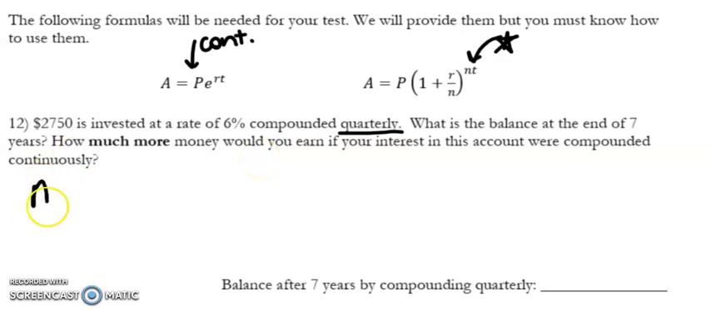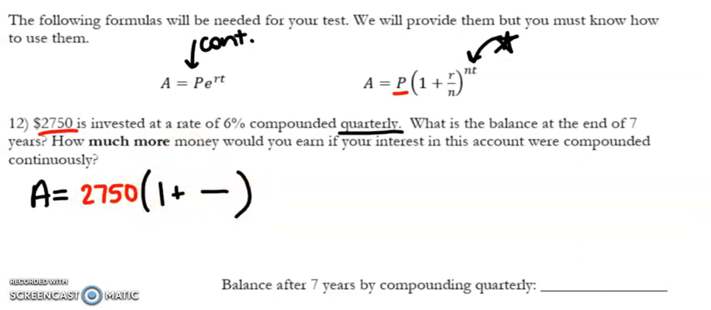So I want to know my amount after 7 years. I had a principal of $2,750. 1 plus, that all stays. My interest rate was 6%. Compounding quarterly means 4 times. It's my number of compounds per year. And I'm checking what's happening at the end of 7 years.